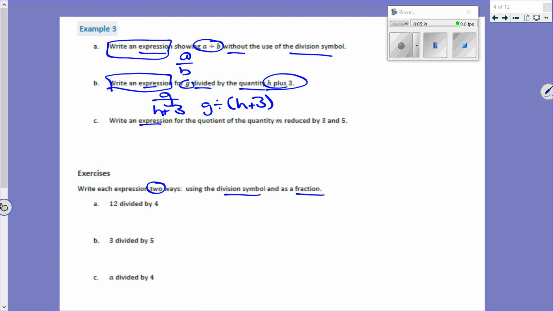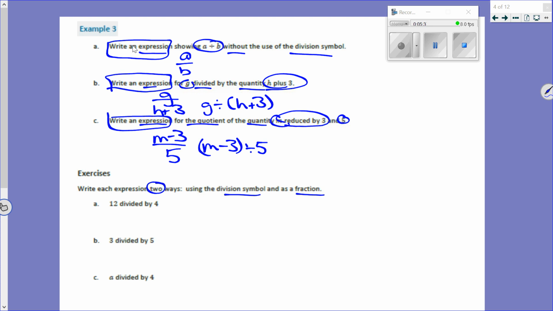Okay? Write an expression for the quotient of the quantity m reduced by 3 and 5. So m reduced by 3 and 5. If you use the division symbol, again, the parentheses are a must. Otherwise, you would do the 3 divided by 5 first. Questions on that part?